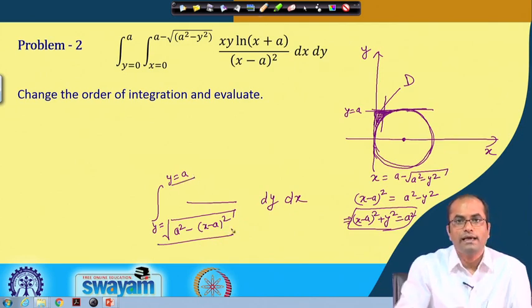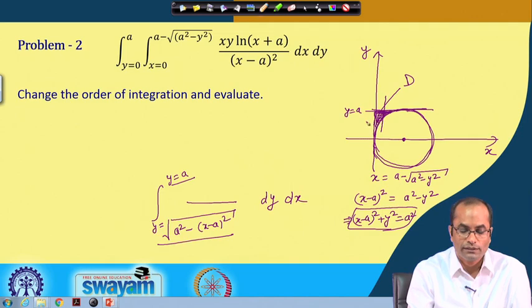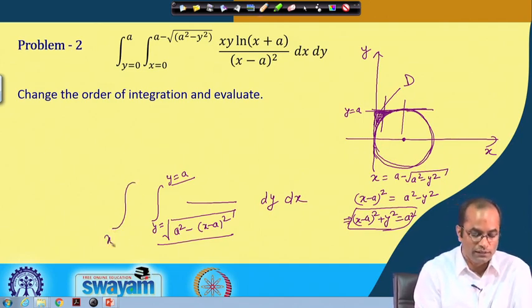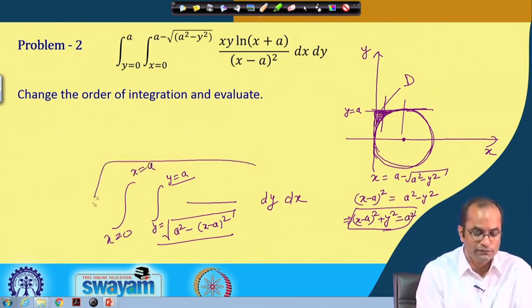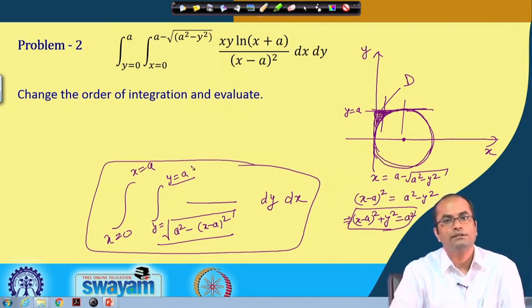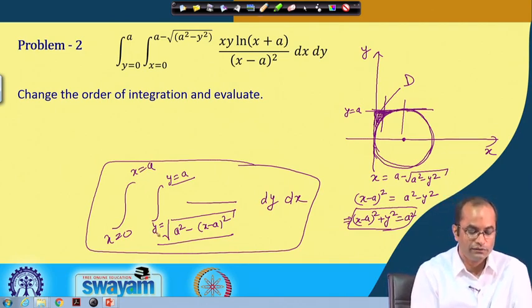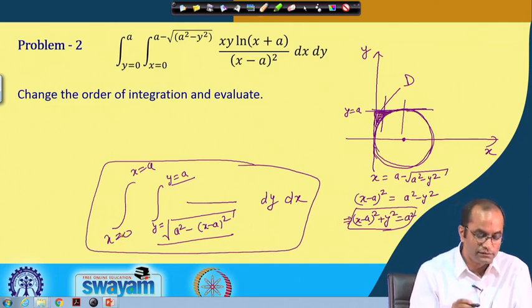And now, for the x direction, it is fixed from x is equal to 0 to x is equal to a, because these lines move from x is equal to 0 to x is equal to a. So, that is the outer limit of the integral. So, we have changed the order here easily, and now the inner one goes from y is equal to a square minus x minus a square to y is equal to a, and the outer one goes from x is equal to 0 to x is equal to a.